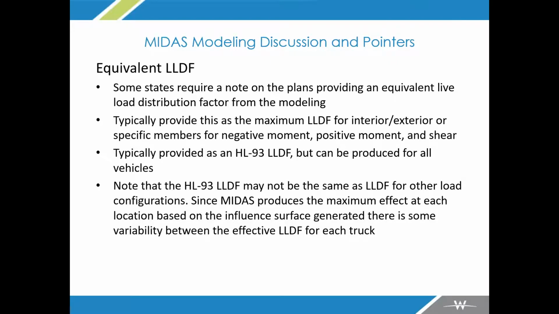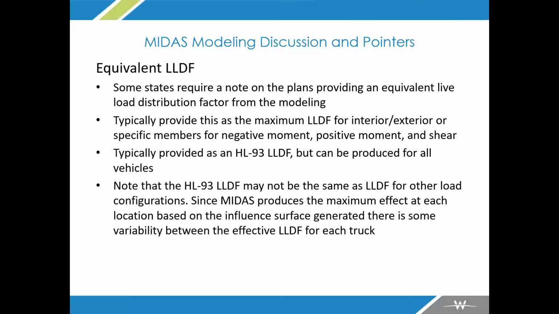And I typically only provide this as the HL93. I don't usually do this for all of the vehicles as far as my plan note goes. Again, HL93 is probably governing most of your design. Now, if you've got a different design vehicle governing, you may want to do that for a different vehicle as well. But given that HL93 generally is what's driving most of our design, I usually report it that way. And again, we're handing off the model too, so they can just use the model as well, or ask us to rerun it if they have something specific.